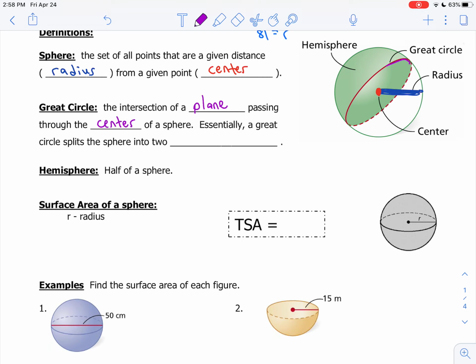So think about this guy right here. That's a circle. So that's how we get to use our Chapter 10 formulas dealing with circles. That's called the great circle. It's the biggest circle that you could draw on a sphere. And again, I just think of it as the equator on the Earth.